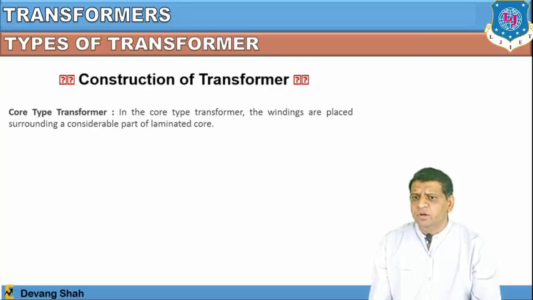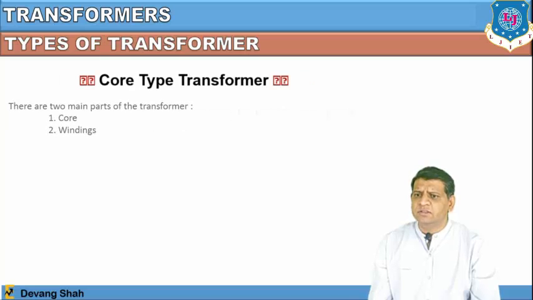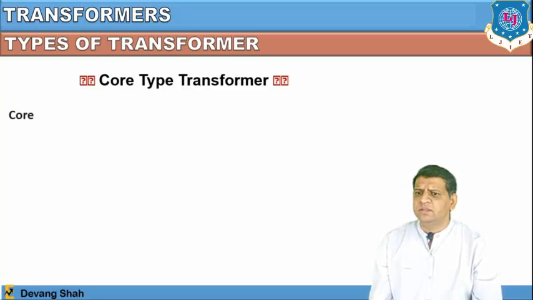If you further discuss the shell type of transformer, in this type of transformer the laminated core is placed surrounding a considerable part of the winding. So let us discuss one by one, starting with the core type of transformer, where there are mainly two parts. One is called the core itself and another one is called the winding. So any transformer is made up of a core and winding, right? So let's discuss the core.